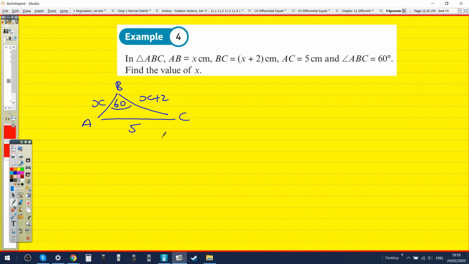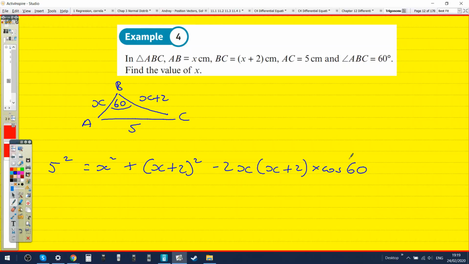Then will it be, so to find X, would that be something like 5 squared is equal to x squared plus (x plus 2) squared minus 2x(x plus 2) cos 60? Yep. So basically, we have a quadratic to solve.